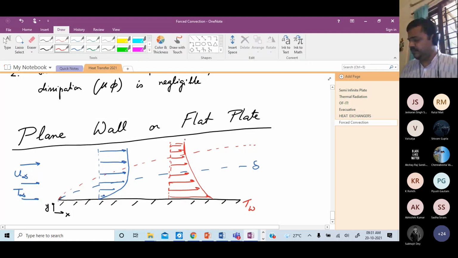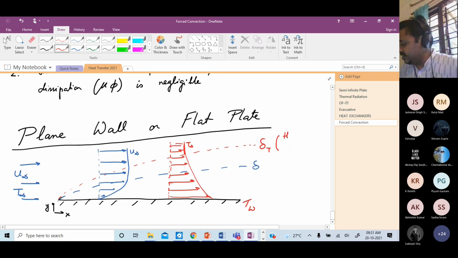And after that, it's u. Over here, the velocity is u infinity, and over here, the temperature is T infinity. So this distance over which the change happens from the wall temperature to that of the free stream fluid temperature, this is known as the thermal boundary layer.